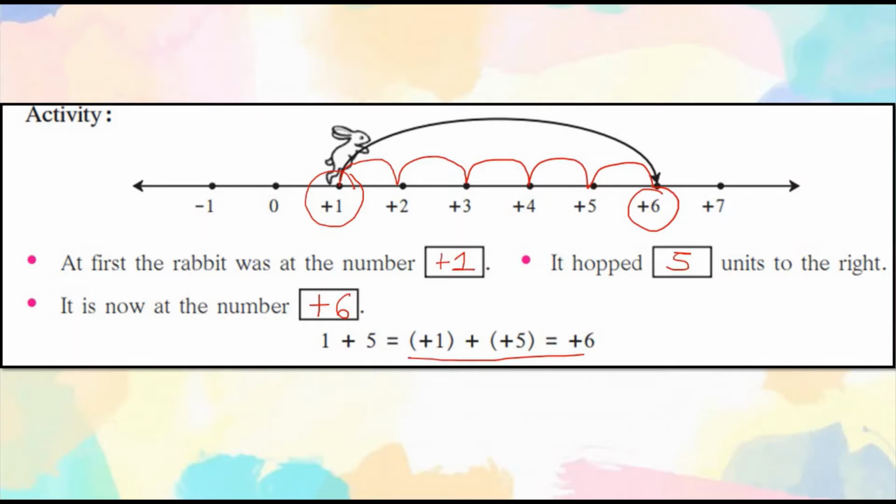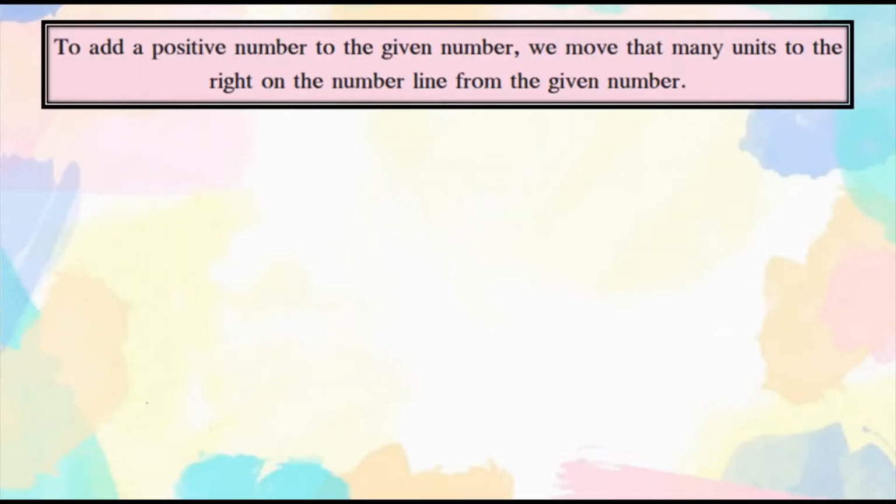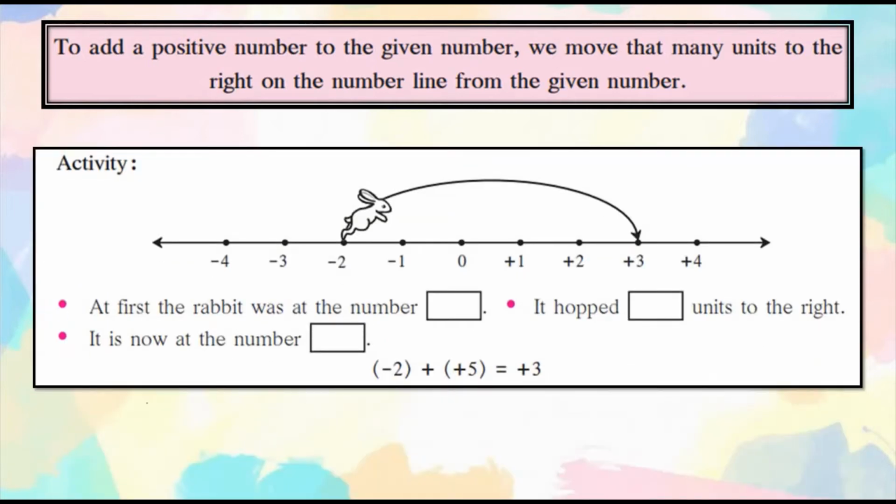Now from this equation, we can understand that to add a positive number to the given number, we move that many units to the right of the number line from the given number. Now let's compare this statement again with an activity. The same kind of activity, we have the rabbit, we have the number line.